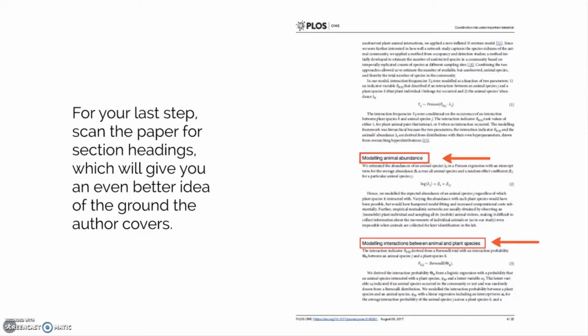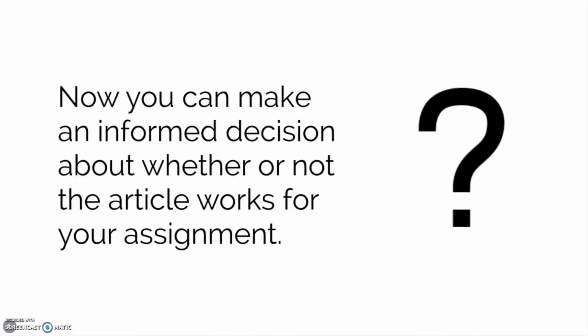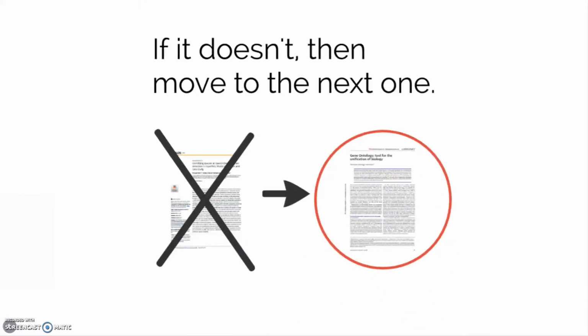For your last step, scan the paper for section headings, which will give you an even better idea of the ground the author covers. With just a few minutes of work, you now know the article's scope and conclusions. Now you can make an informed decision about whether or not the article works for your assignment. If it doesn't, then move to the next one.